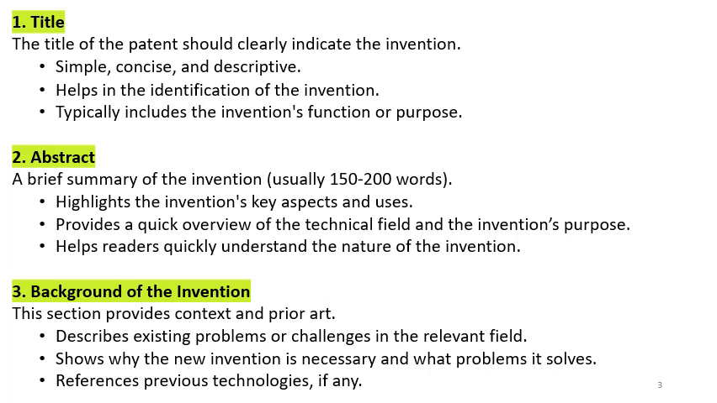Then comes the abstract, a brief summary of the invention. So the abstract gives you highlights about the invention's key aspects and the uses. Abstract provides a quick overview of the technical field and the invention's purpose. And the abstract of the patent helps readers to quickly understand the nature of the invention. For example, I have given the title liquid oral preparations for paracetamol and the manufacturing method thereof.